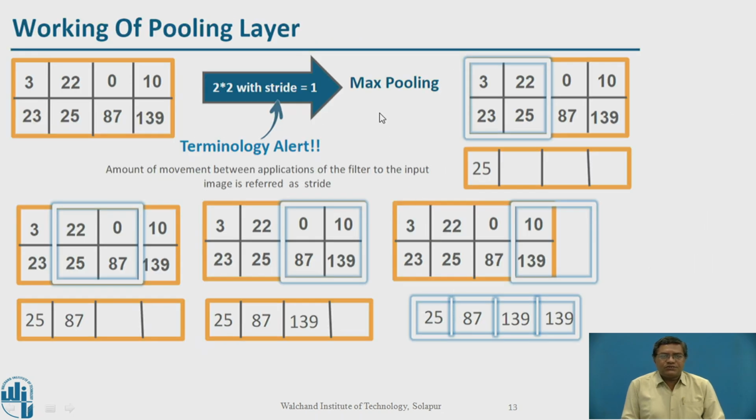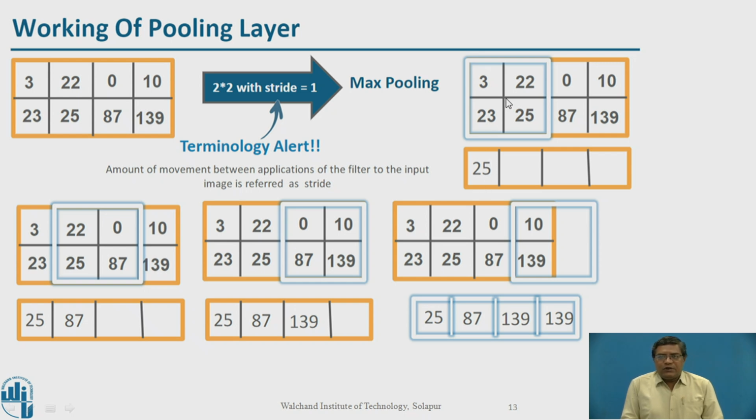Here is the working of this pooling layer. Here the type of pooling is max pooling. We apply it on 2 by 2 regions of this convolved matrix. The first region is 3, 22, 23, 25. We apply max pooling. This max pooling layer finds the maximum pixel value from the given region. Here 25 is the maximum value, so only 25 is extracted.